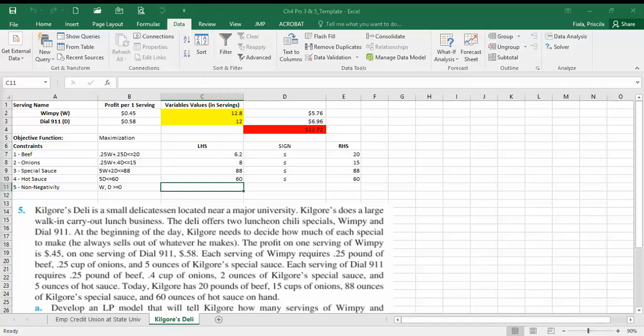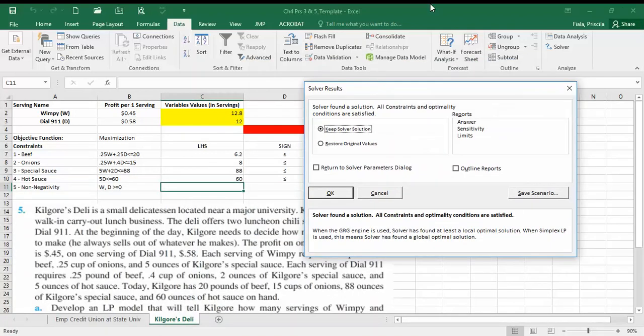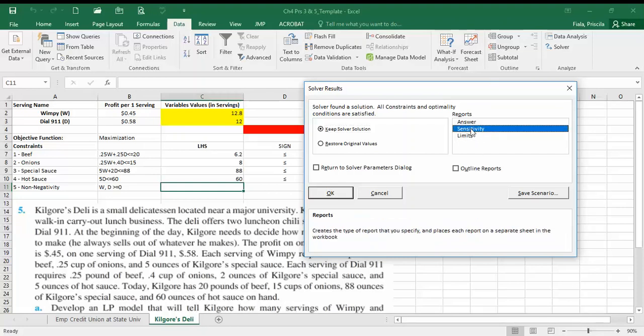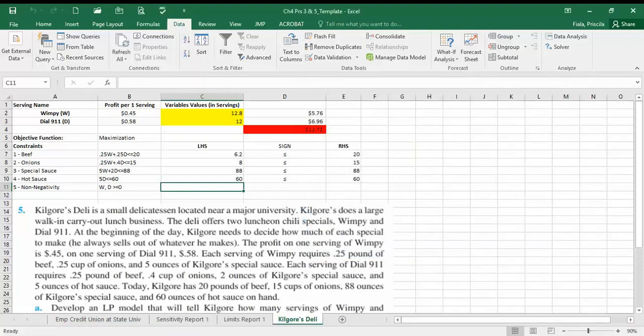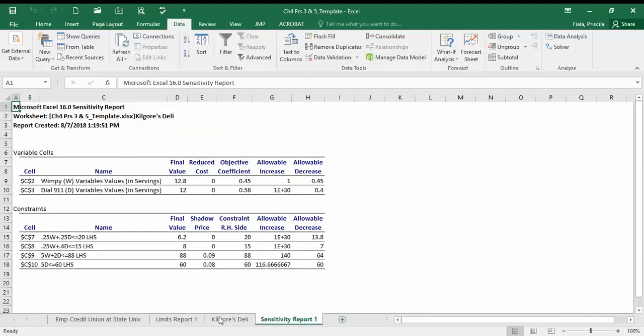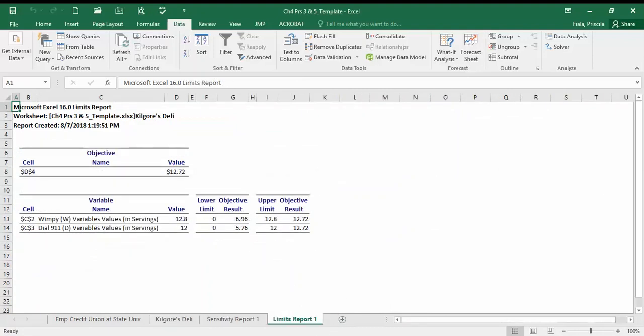Okay, and then you're gonna be getting this little window here with these messages that it found a solution, that all constraints and optimality conditions are satisfied. Well, what do we want now? We definitely wanted the sensitivity report. You can go ahead and add the limit. You can go ahead and add all three if you want, but really we just need the sensitivity report. So let's do okay, and you're gonna notice it's gonna add right here some more worksheets. So this is your sensitivity report, and then these are your limit reports.